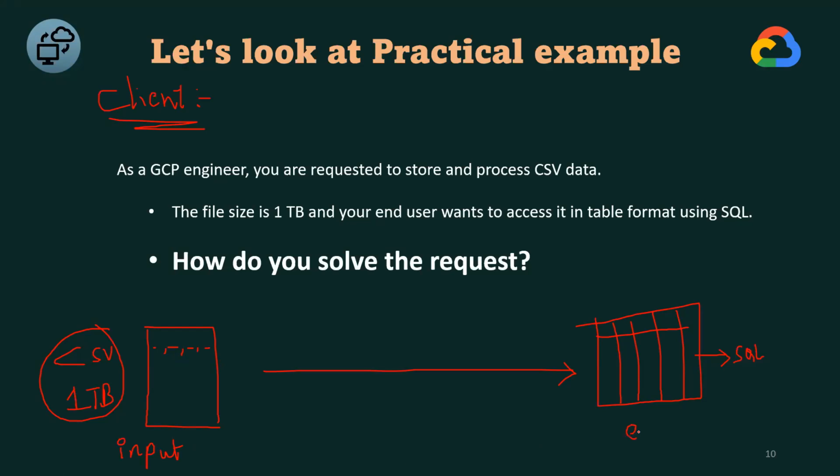This is the expectation. He wanted to have the data in a table, and whenever he fires a query, he wanted to see the result from that particular table. So that is the expectation from you. Now think about it and tell me, how do you solve the request? Put it in the chat, I'm going to read it out. Take 1 minute, guys, and think about how you solve it. I'm going to give you 1 minute.